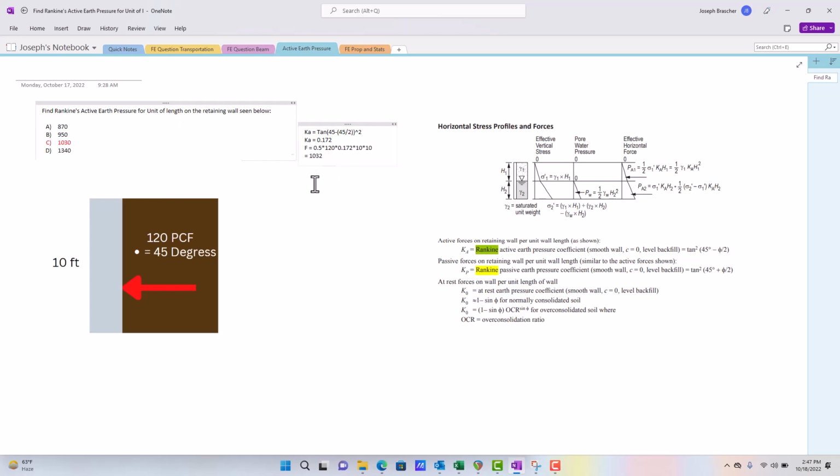Let's review the steps we took to solve this problem. First, we determined that we needed the active earth pressure for unit length. Now, we didn't calculate the moment, or the overturning moment, on this retaining wall. That's not what it asked for. We would have had to multiply by 1/3 the height from the bottom if we had to do that. We didn't have to do that in this problem. So we just needed the active earth pressure coefficient, which we found here. And then we used this equation, 1/2 gamma times K sub A times H squared. There was no water table. That was fairly simple, and we got 1032 as the answer.